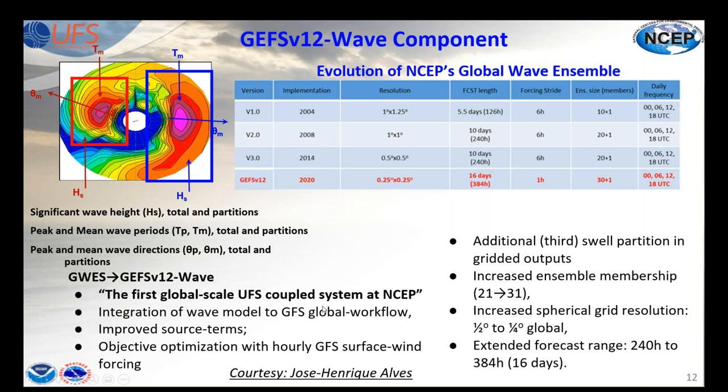It is the first global-scale UFS coupled system, even though it's only a one-way coupled setup. There is no feedback from waves to the atmosphere. It is under development right now under the coupled model development for the subseasonal and seasonal scales. But as an initial effort, we are integrating the framework of the wave ensembles with the atmospheric ensembles. It comes with improved source terms for the physics and also objective optimization with hourly surface wind forcing from the GFS.